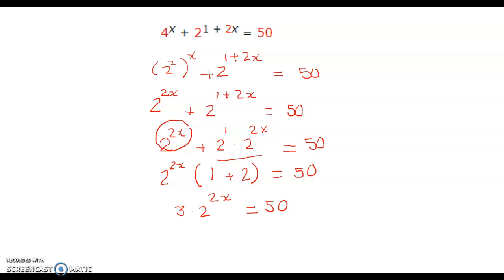We're trying to get our power alone. So we will divide both sides by the 3, because that's not a part of the power. And that will give me 2 to the 2x power is equal to, and that's not pretty, so I'm just going to leave it as 50 over 3. Now, our power is alone.